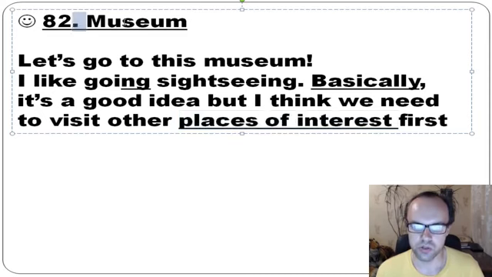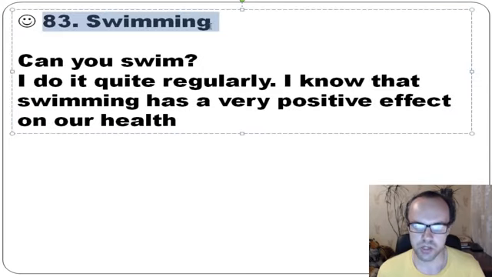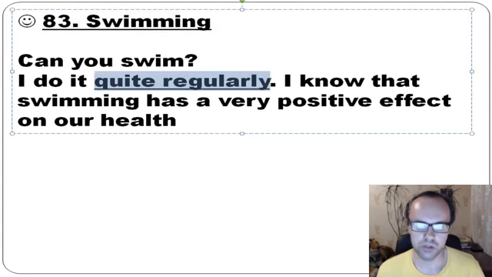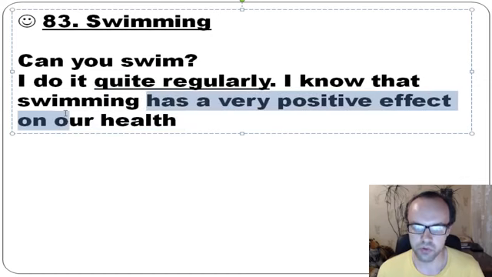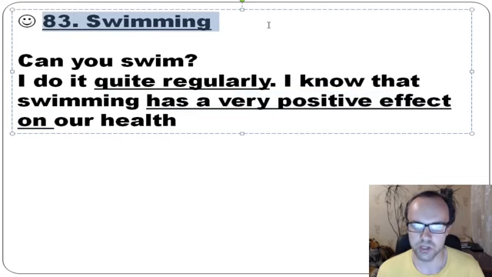Okay, let's go to this museum. I like going sightseeing. Basically, it's a good idea, but I think we need to visit other places of interest first. Swimming. Can you swim? I do it quite regularly. I know that swimming has a very positive effect on our health. Good phrase. Has a very positive effect on our health, so it's very good for our health. Can you swim? I do it quite regularly. I know that swimming has a very positive effect on our health.